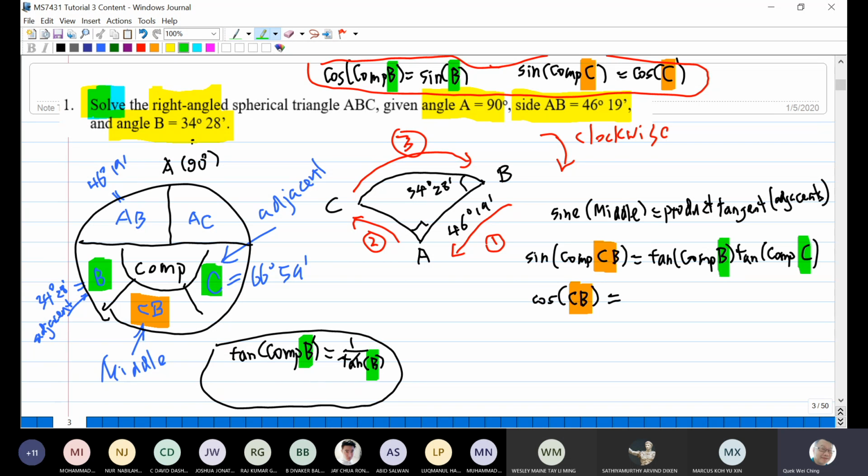Okay? Tangent co-B is 1 over tangent B. Or else you can just use 90 minus B, then you press the calculator. Nothing wrong with that. So in this case, I'm going to write tangent co-B is actually 1 over tangent B. Tangent co-C is 1 over tangent C.